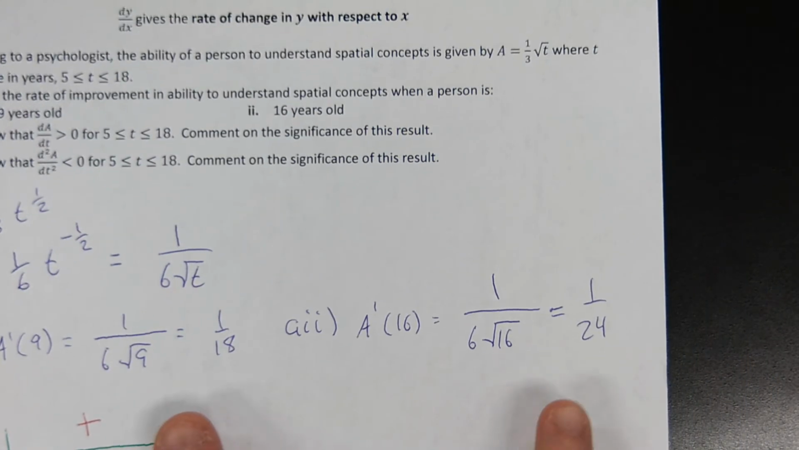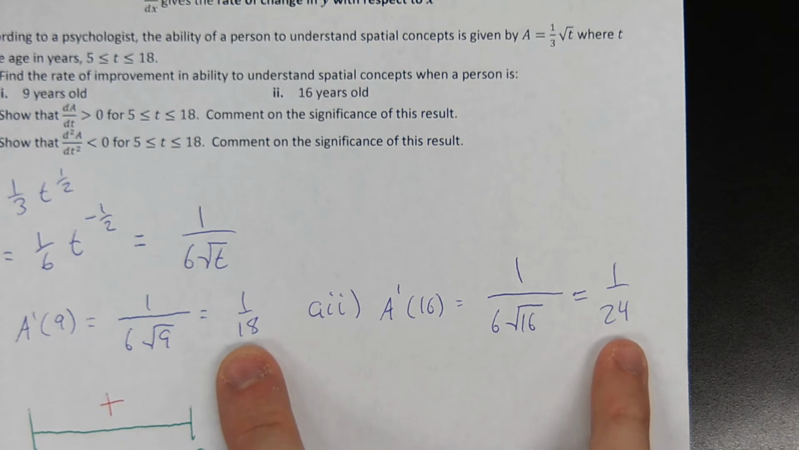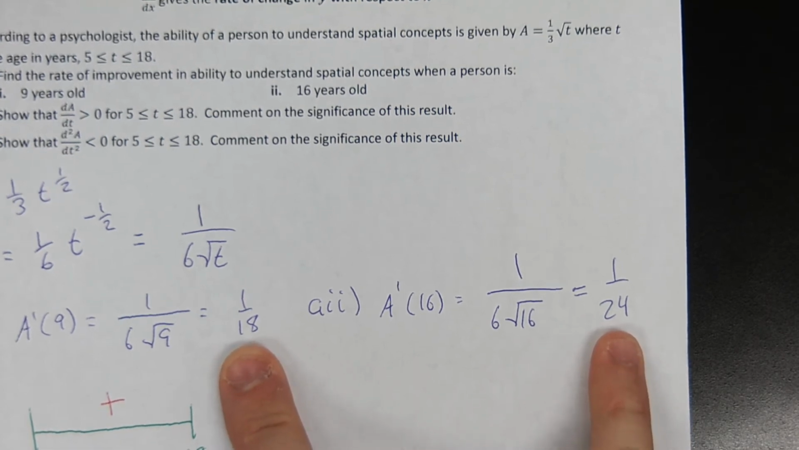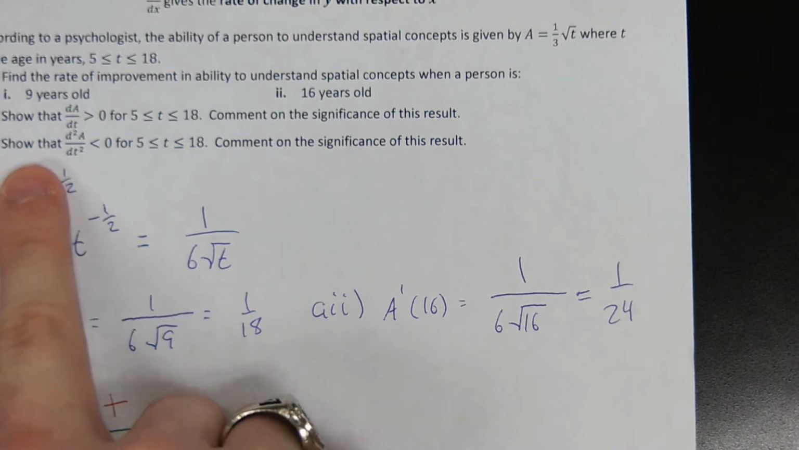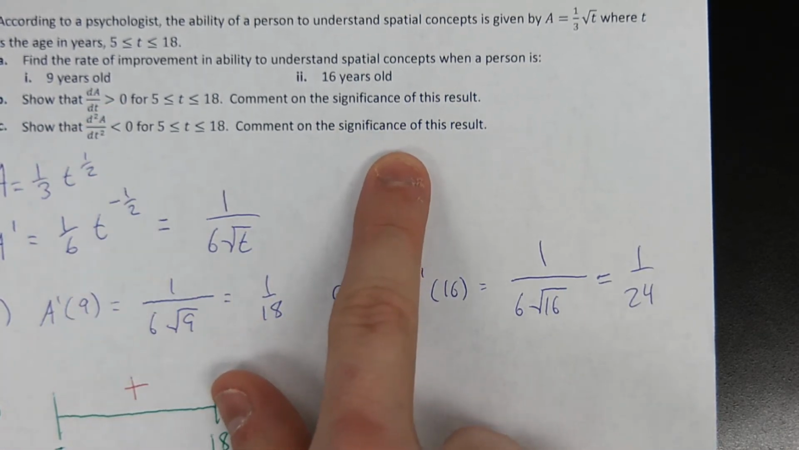Now, we did see here though that as time went on, even though it was positive, it was getting smaller. That implies that the rate at which we are learning is slowing down. That's the second derivative, you see? Show that the second derivative is always negative and comment on the significance.